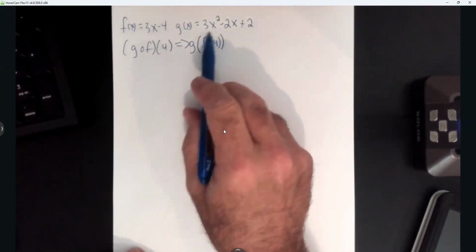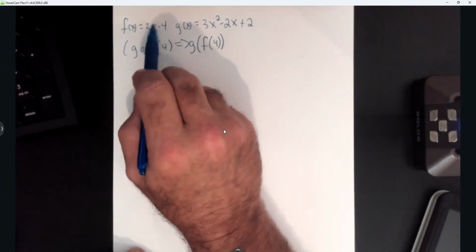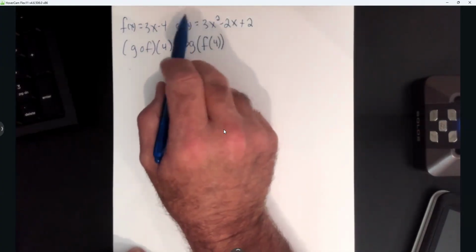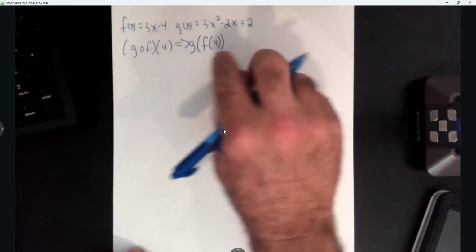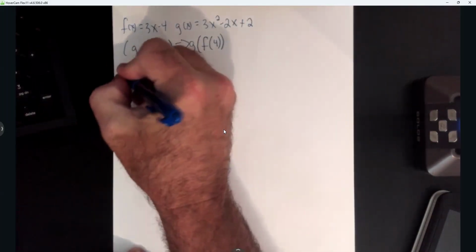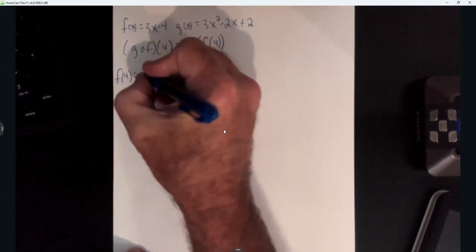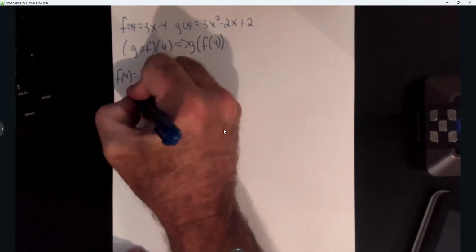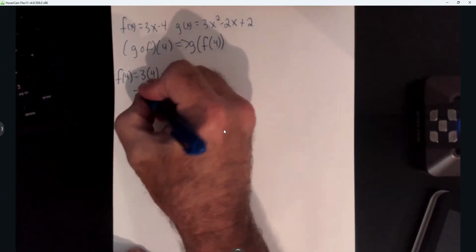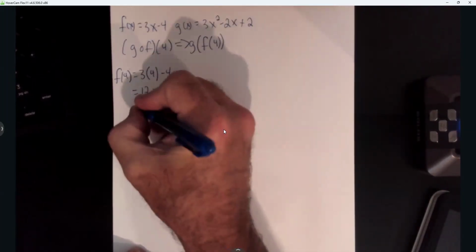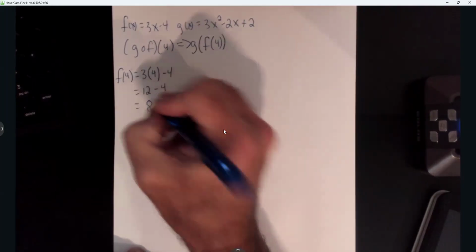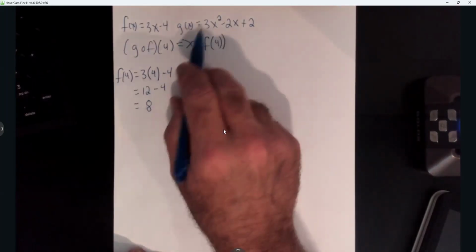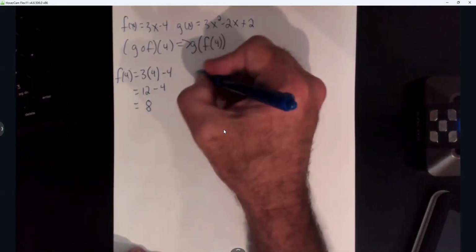So we have to find f of 4 first by putting the 4 in for this x. That's going to give me a number. Once I get that number, I'm going to put it into the x's for the g. So the first thing, f of 4. That's going to be 3 times 4 for the x, minus 4. 3 times 4 is 12, and then 12 minus 4 gives me 8. So since f of 4 was 8, we're now going to find g of 8.